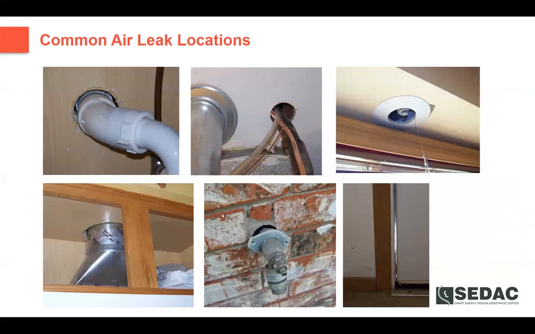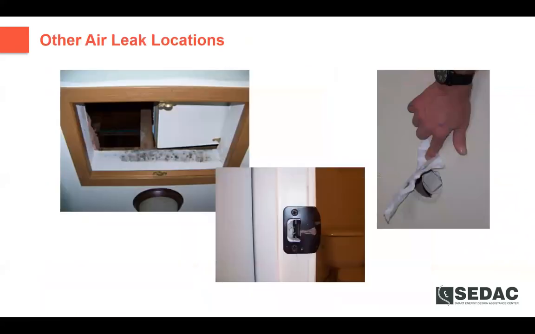I've got dozens of pictures, such as the one in the bottom middle there, where utility penetrations are not sealed so that air can get right into that wall assembly. And then very common are weather stripping issues on doors. And it all adds up to quite a bit of area. These are some other leakage locations.